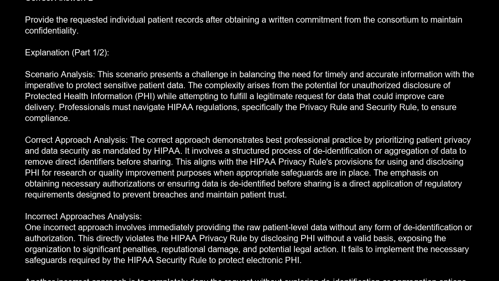Incorrect approaches analysis. One incorrect approach involves immediately providing the raw patient-level data without any form of de-identification or authorization. This directly violates the HIPAA privacy rule by disclosing PHI without a valid basis, exposing the organization to significant penalties, reputational damage, and potential legal action. It fails to implement the necessary safeguards required by the HIPAA security rule to protect electronic PHI.